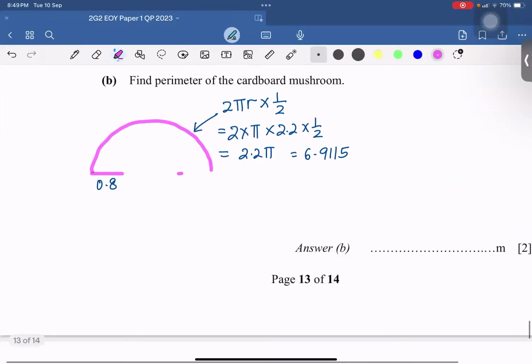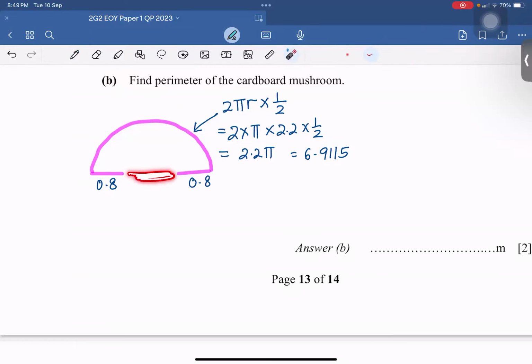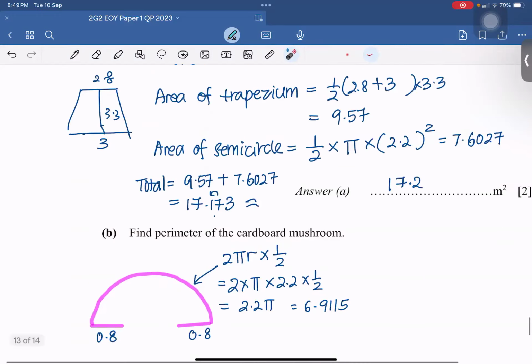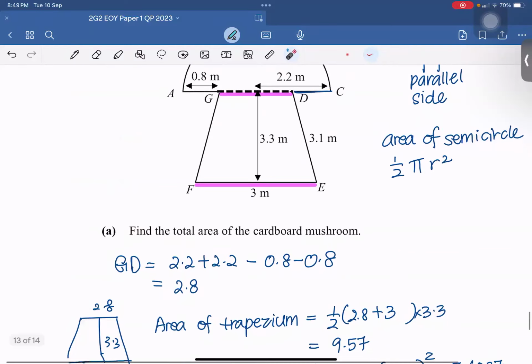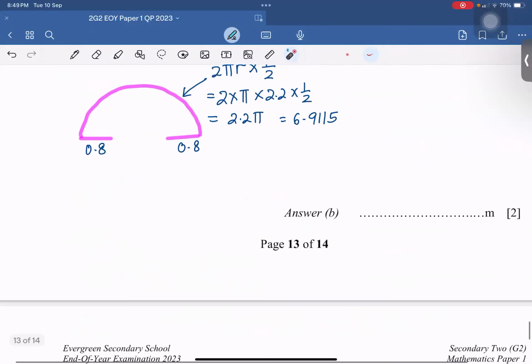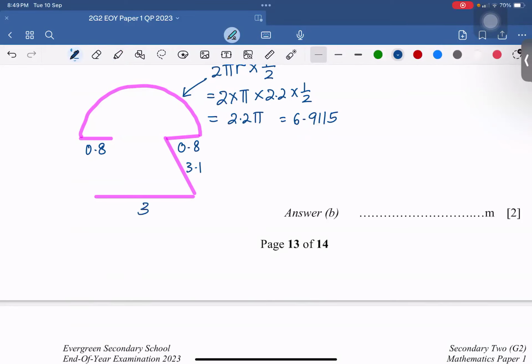I have this portion also, 0.8. Question, do I need to add up this portion here? No, because they say perimeter, so it's not part of the perimeter. Next, I'm just taking the slanted length here, 3.1. Then I add up the base, 3. Then this one is the same slanted portion, also 3.1.